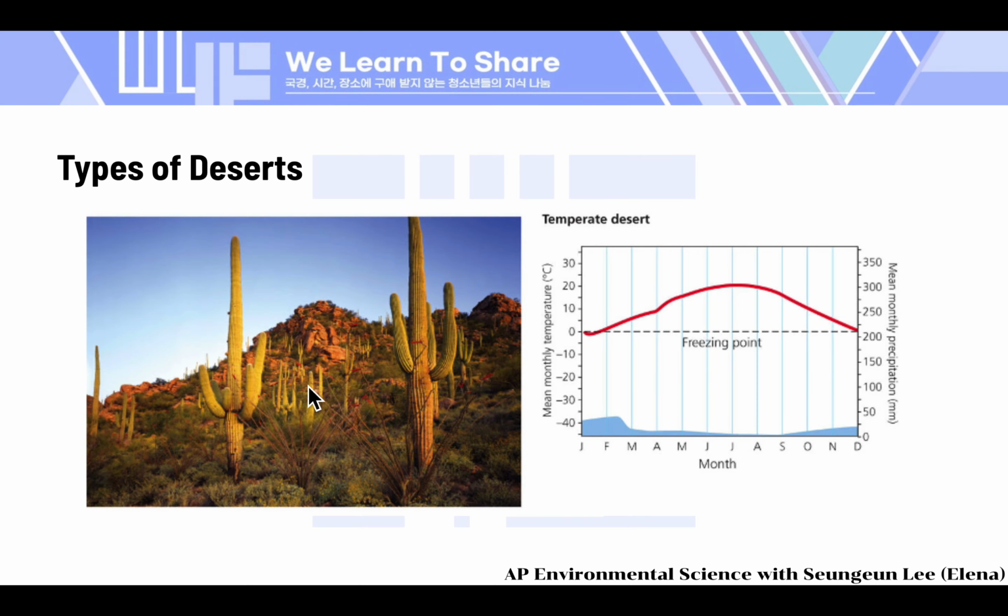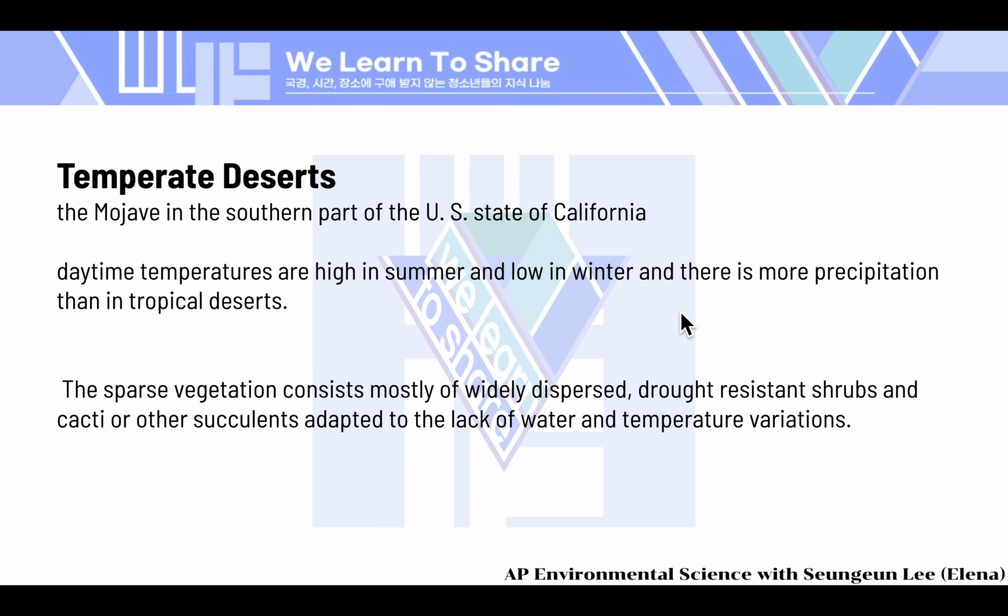Moving to the temperate deserts that look like this, like the Mojave, there are more plants. You can see that there are more plants living here, and even more precipitation compared to the tropical desert, and also the temperature fluctuates more. There are more plants, especially drought-resistant shrubs and cacti. It's in the southern part of the U.S., the state of California.